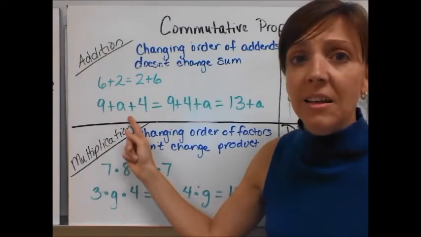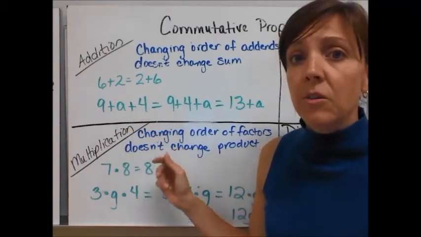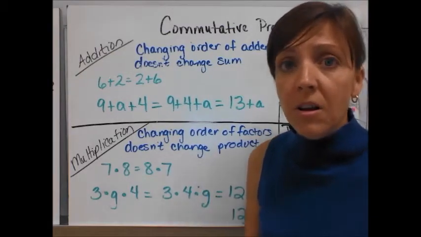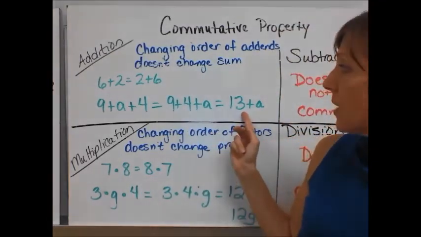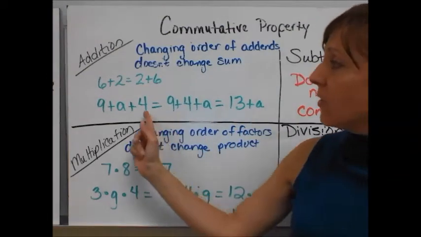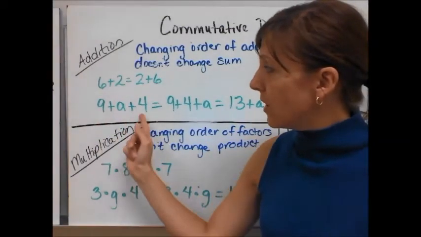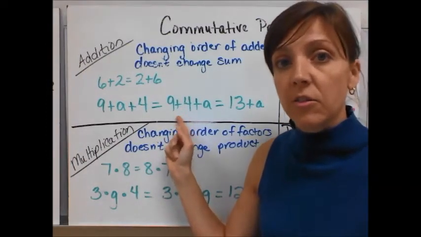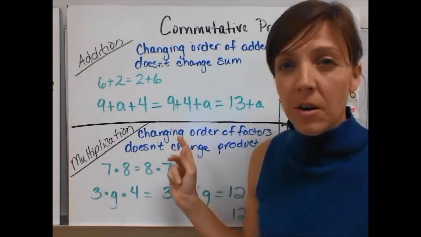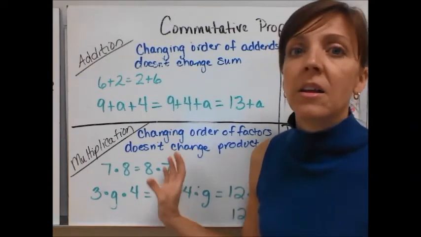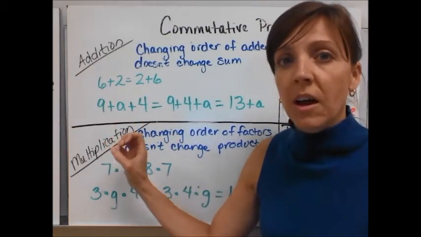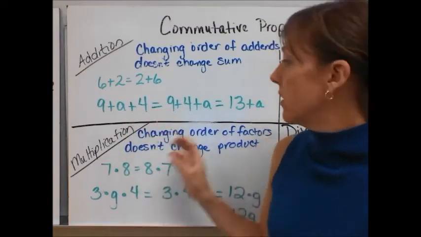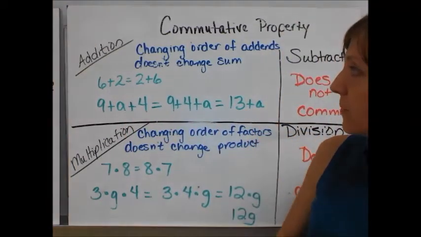9 plus A plus 4 is equal to 9 plus 4 plus A. It doesn't matter the order, but we're going to come out with the same answer. 13 plus A. Now, if you see here, we moved the 4 next to the 9 to make it easier to add those two numbers together. And that's what commutative property does. It helps you out. It lets you move together those numbers that make sense to go ahead and add first. So we get 13 plus A.